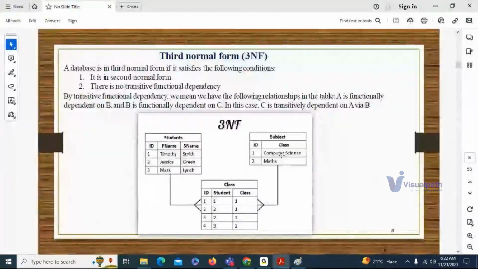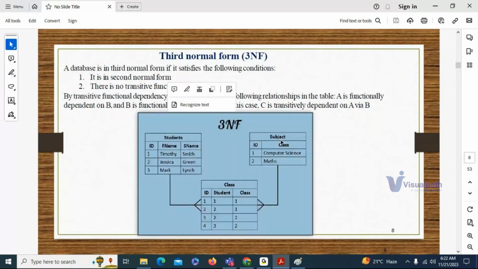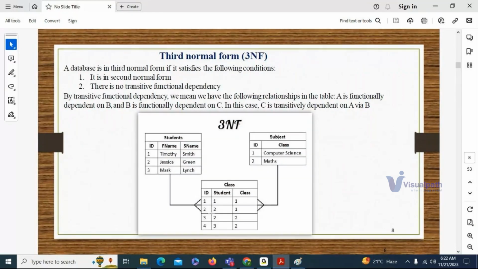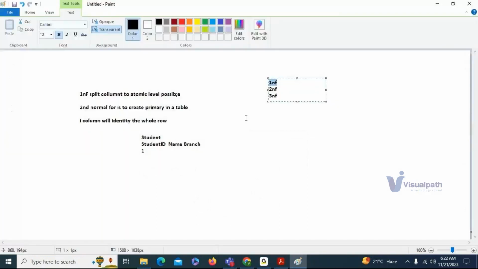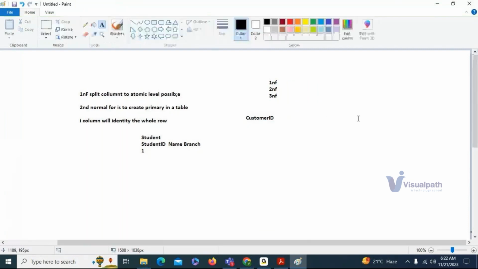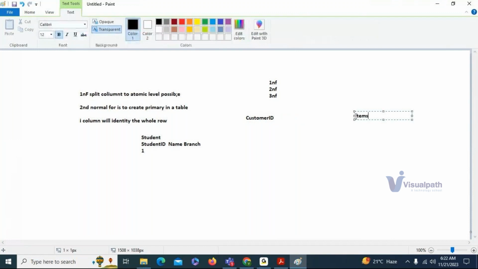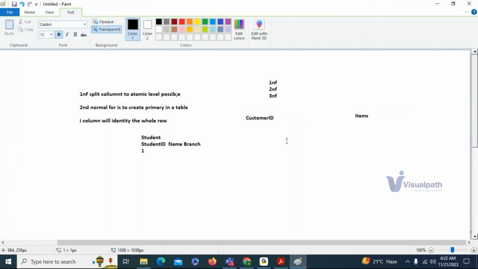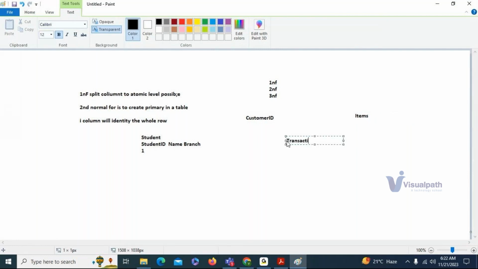So when it is a third normal form, let's say I have a student, I have a subject, then you are going to create a class with the IDs of the students in the class. As I told you, whenever there is a customer, there is a customer ID and all the customer related information. In items, you have item ID, item name, and all the item related information. When you go to a transaction table, here you are going to have a transaction ID.